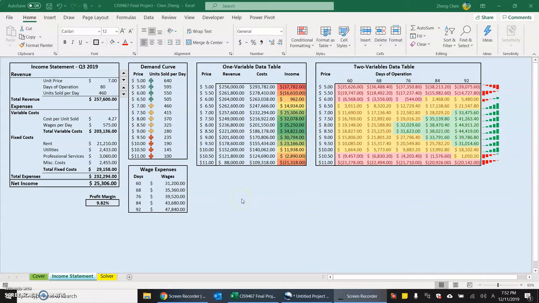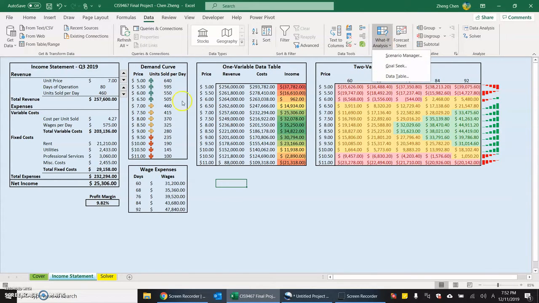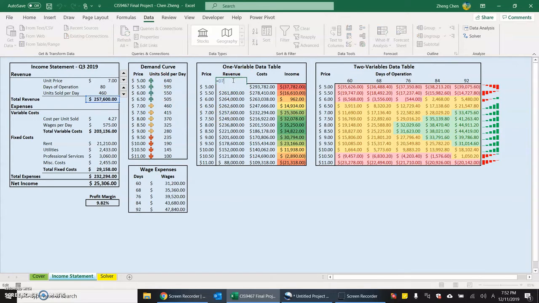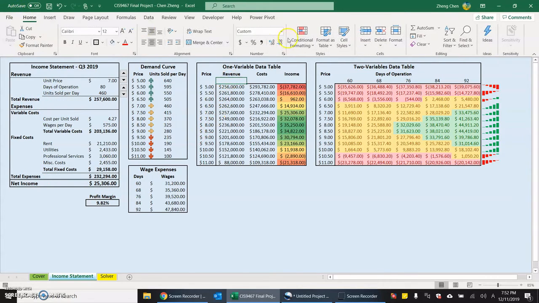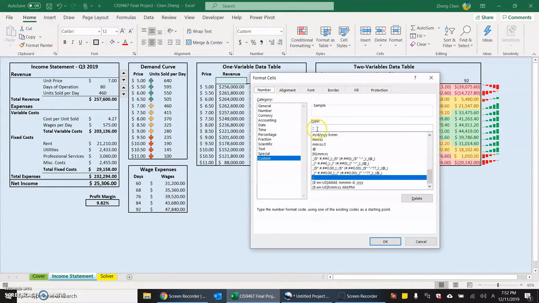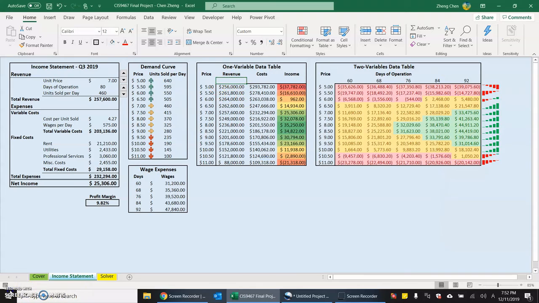And also, when I was creating the data table using what-if analysis, I remember that in the class we had to hide the cells and hide the formulas. These formulas equal the values in the total revenue, total expense, and net income. We just change the format to the symbol here so that we don't see it in the sheet.